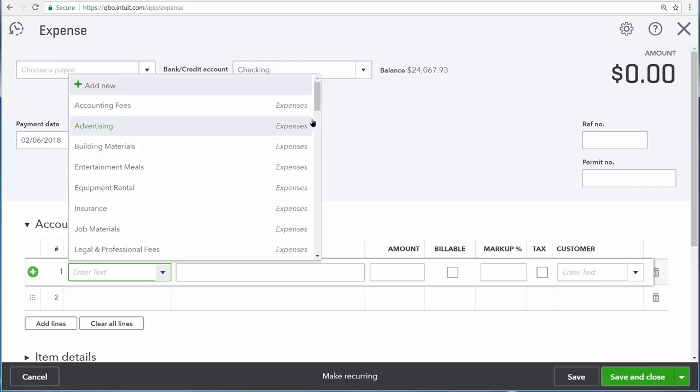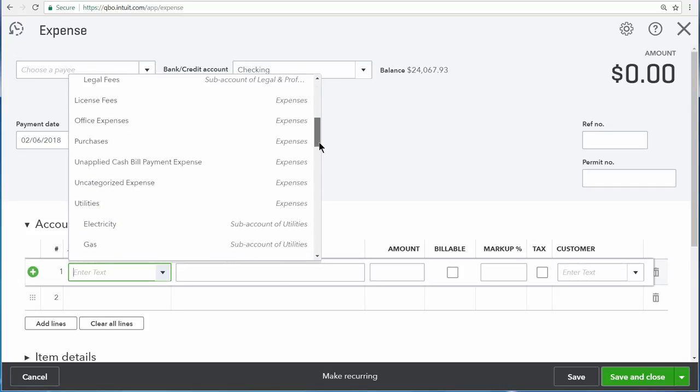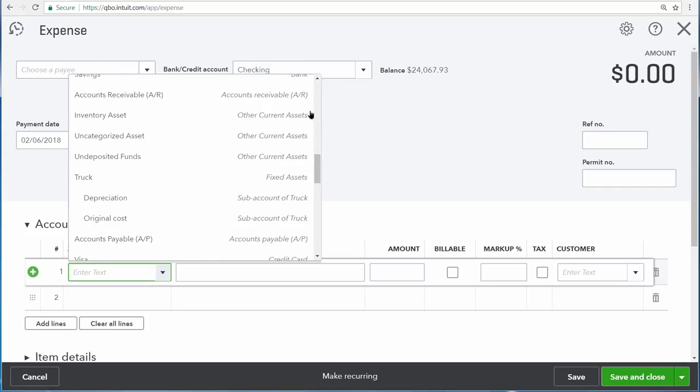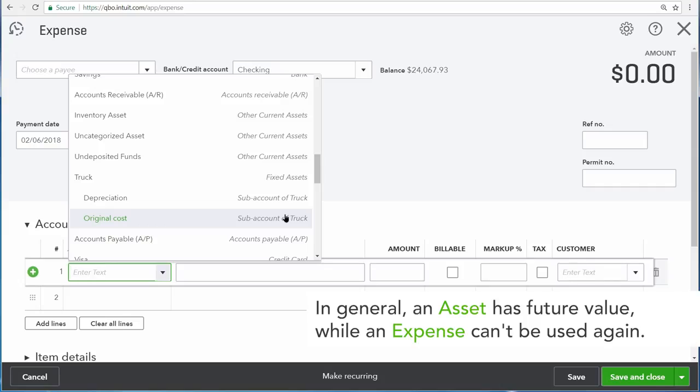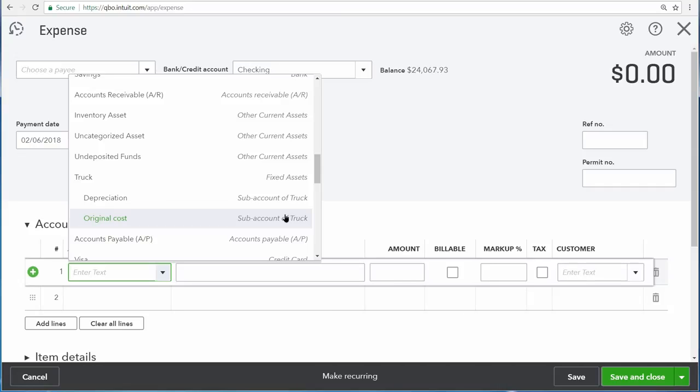But it's also important to note that sometimes you spend money on things that are other than expenses. Sometimes you make larger purchases and actually buy assets. There's a big difference between assets and expenses, which is that assets are things that you buy and you get to keep and use over and over and over again, whereas an expense is something you spend money on and you're not able to use it over and over and over again.